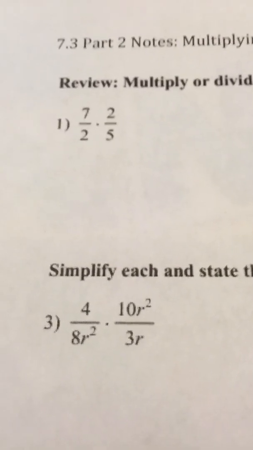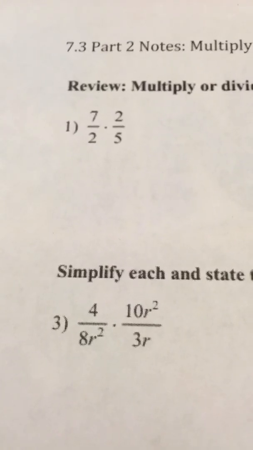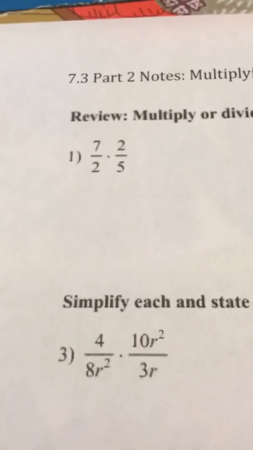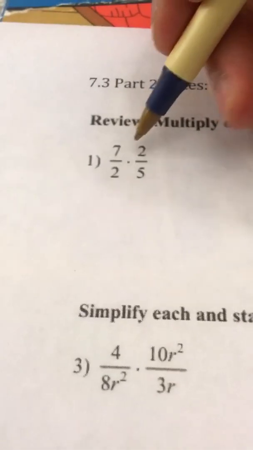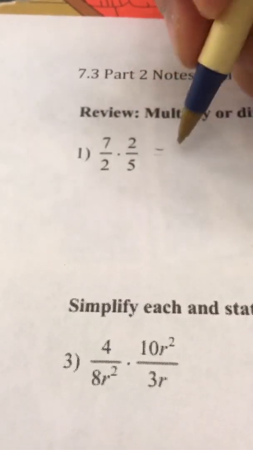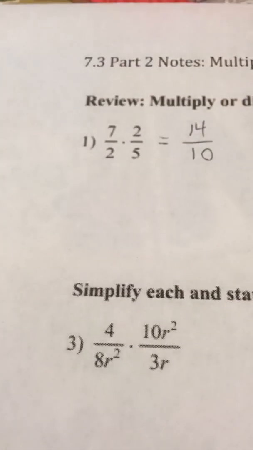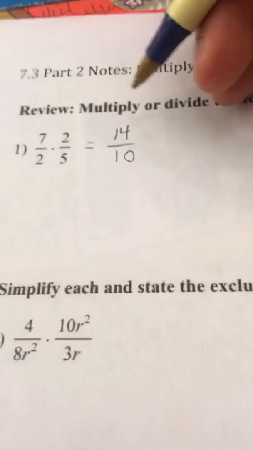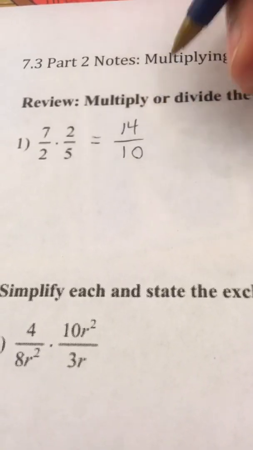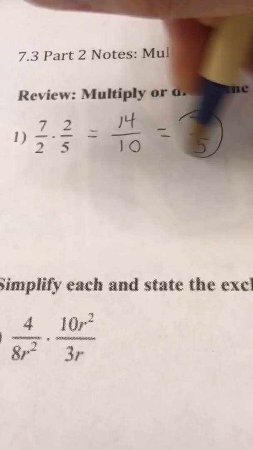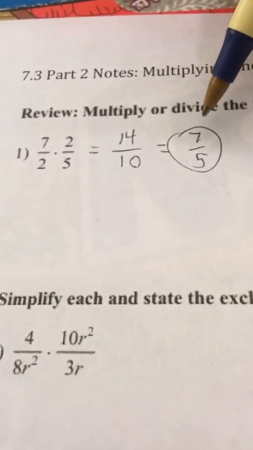7 over 2 times 2/5. A lot of people think, oh, I need a common denominator. No, you don't. You need that for adding and subtracting. Multiplying fractions, you can just multiply straight across. 7 times 2 is 14. 2 times 5 is 10. So I get 14 over 10, which I can reduce. I can divide top and bottom by 2. And so my final answer is going to be 7/5. That's one way to do it, multiplying fractions.